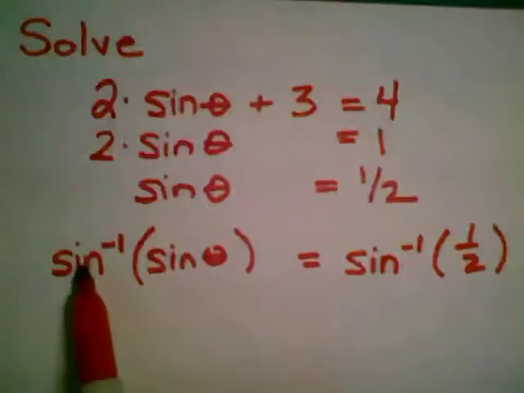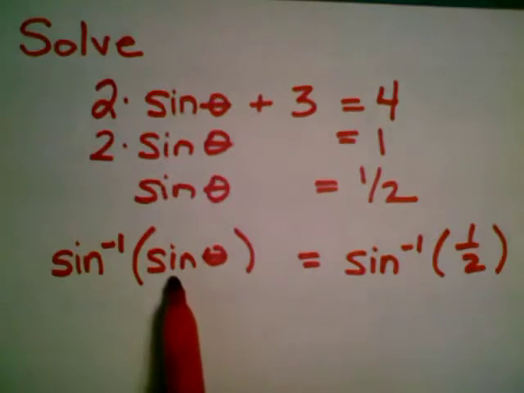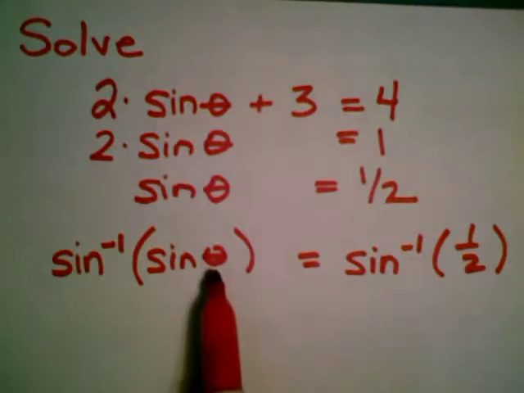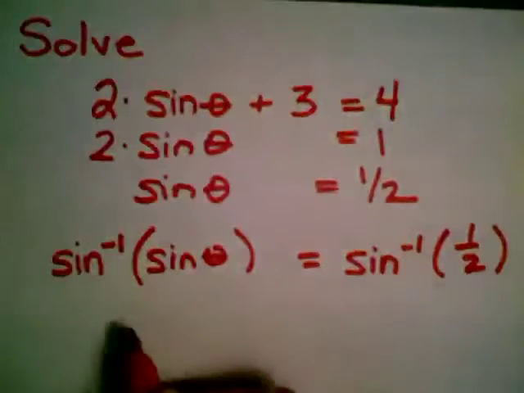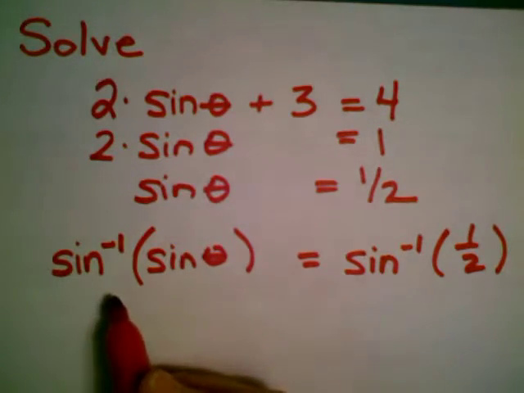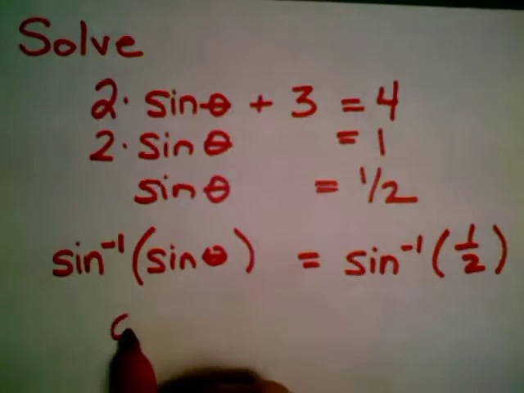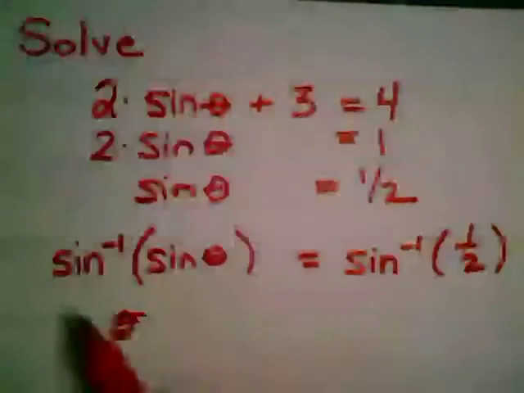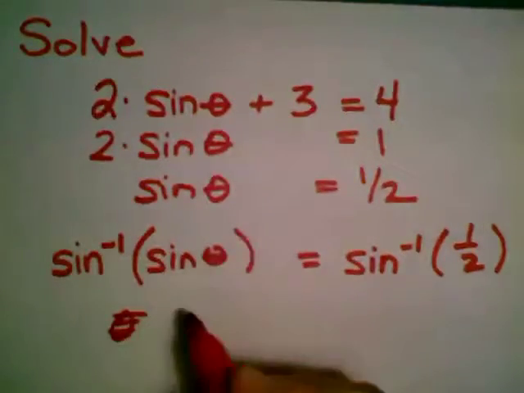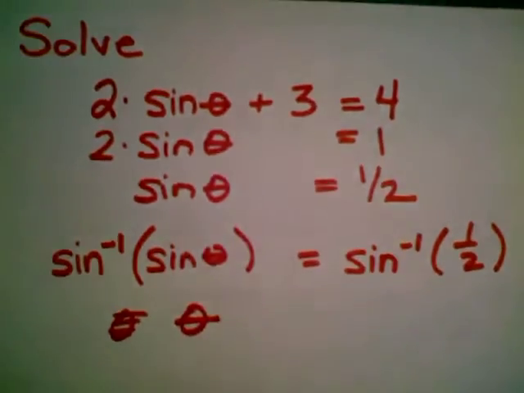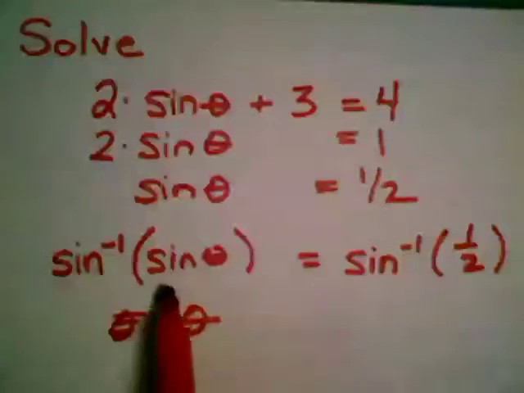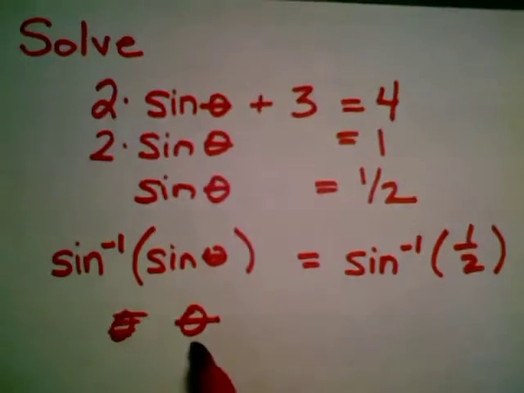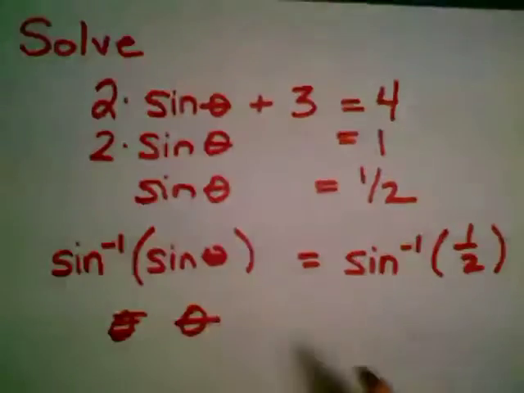When we apply an inverse to a function on its restricted domain, we'll get a unique solution for the unknown. Sine inverse applied to sine theta will reduce to just the argument theta. It's kind of a cancellation. When you compose 2 inverse functions, you end up with the identity, and you're left in this case with theta.